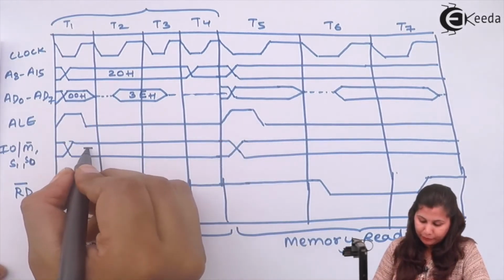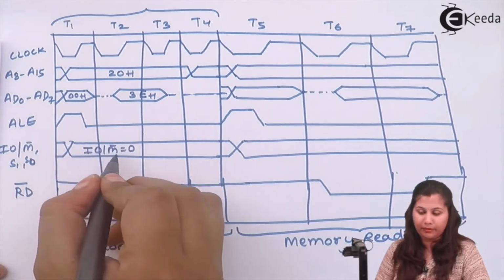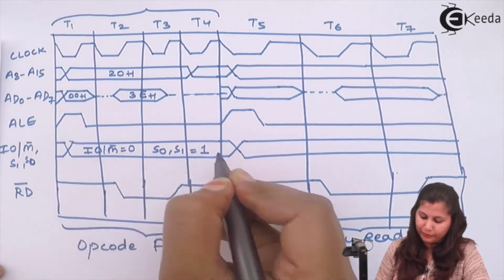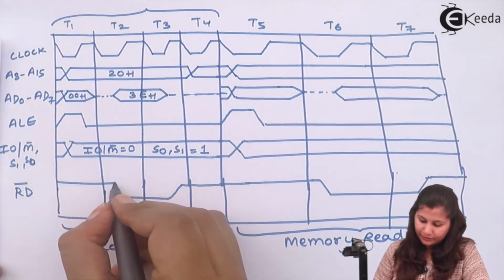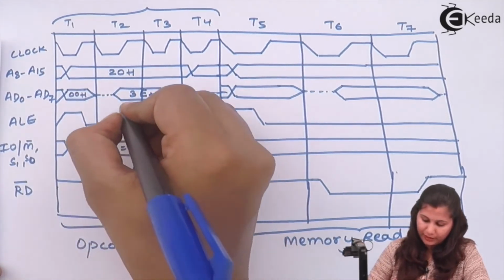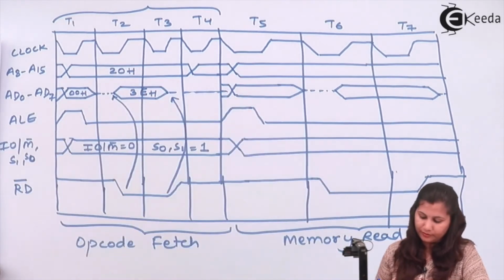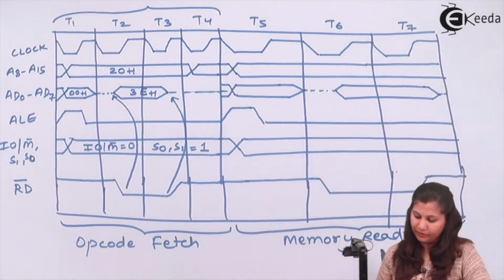Now the input output and memory signal is 0 because it's a memory operation, and S0 and S1 are equal to 1 because this is an opcode fetch machine cycle. The read signal is low, it means we have to read this data from this location. Okay. Now next we have the memory read.